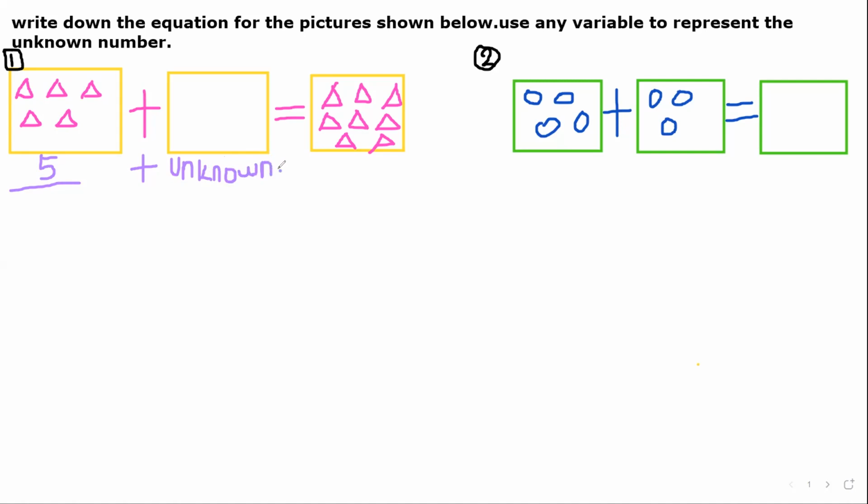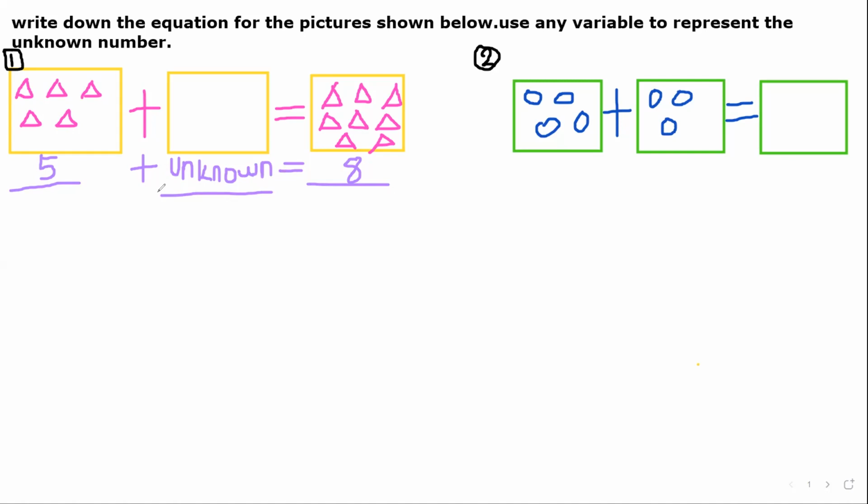Is the unknown equal to the number here? It is 1, 2, 3, 4, 5, 6, 7, 8. Good. That is 8. Now we have 5 plus an unknown here will give you 8. But when you are using the guessing method, it will be easy for you to determine the answer here.